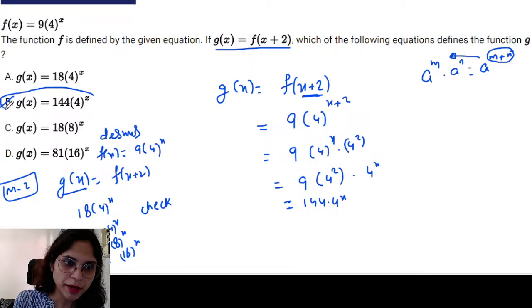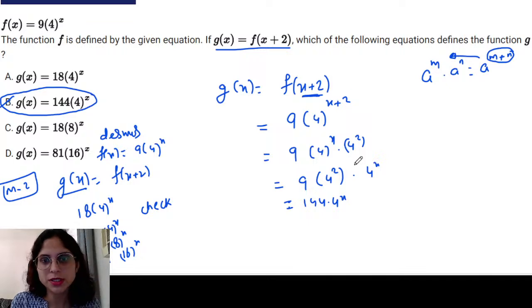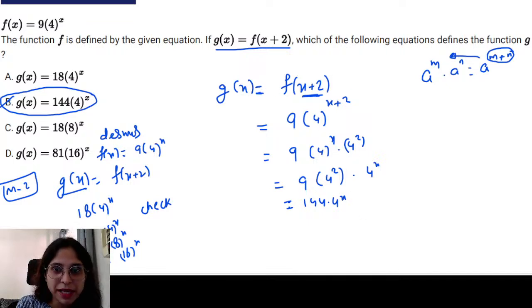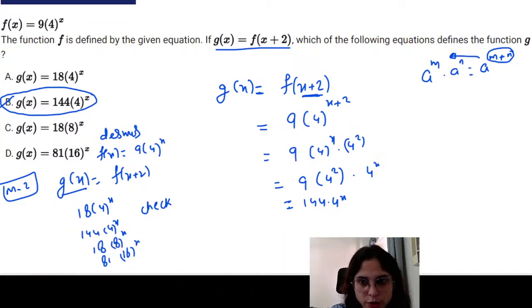Yes, you can do it by this method also, but this is way faster, right? If you know the method. But I am telling you both because it depends on your choice how you want to do this.